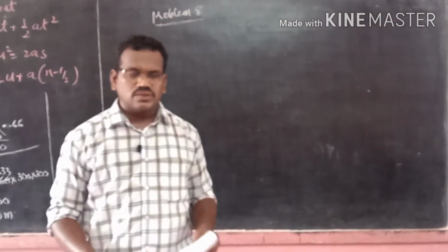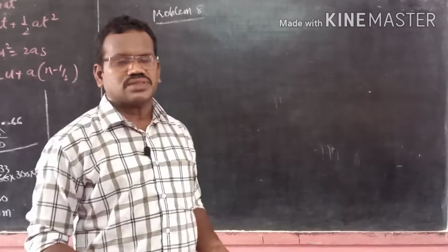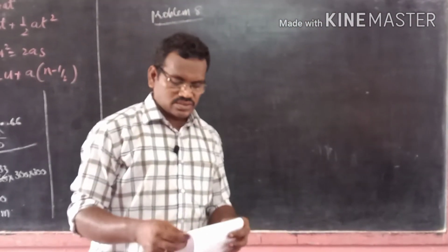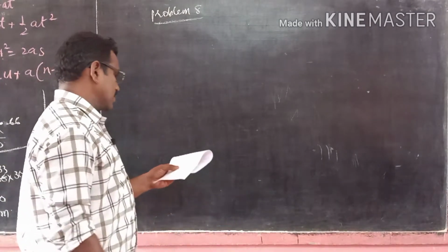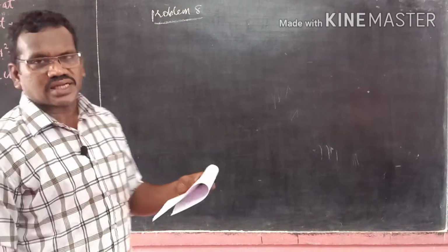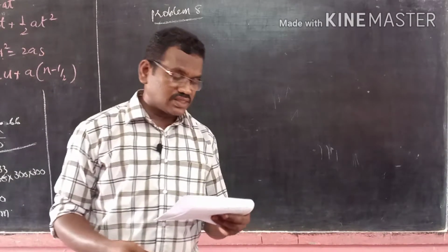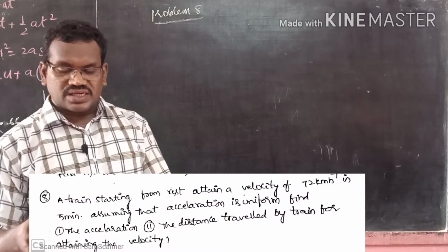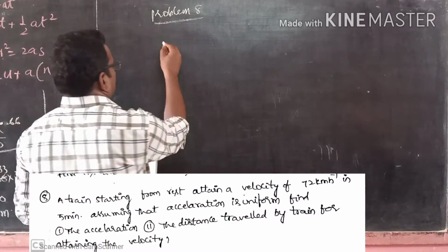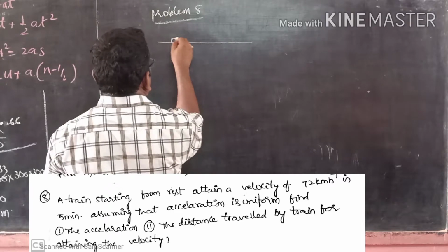In the last video, we solved some of the problems on kinematics. Today, we are going to solve some more problems in this. Last time I already discussed 7 problems and this is the 8th problem. A train starting from rest, then and there only we should draw the rough diagram.